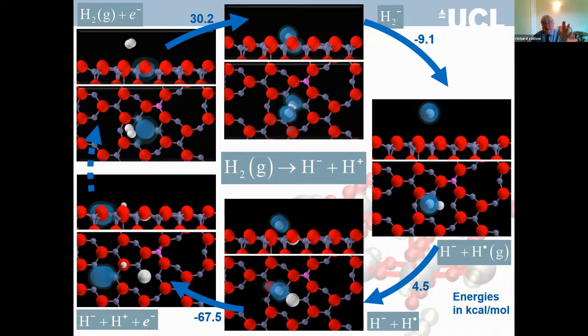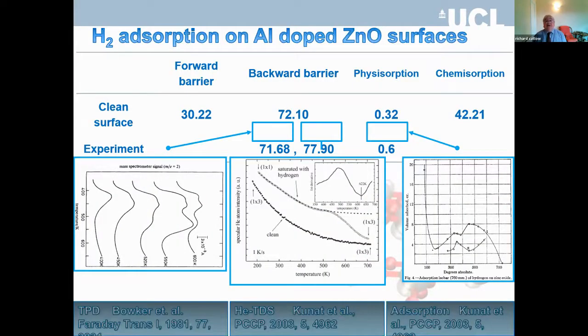That is a well-known species. You can detect it spectroscopically. The H2 minus then decomposes into a hydride that bonds to a zinc and a hydrogen atom over the surface. The hydrogen atom then donates its electron back to the surface and the proton bonds to an oxygen. So we've effected heterolytic dissociation. We can compare our calculated desorption energy for hydrogen with experimental data from Bowker's group from nearly 40 years ago. There is very good agreement between calculations and experiment.